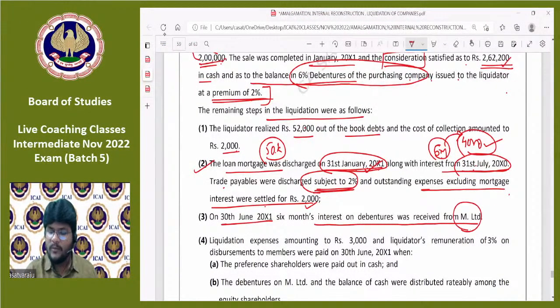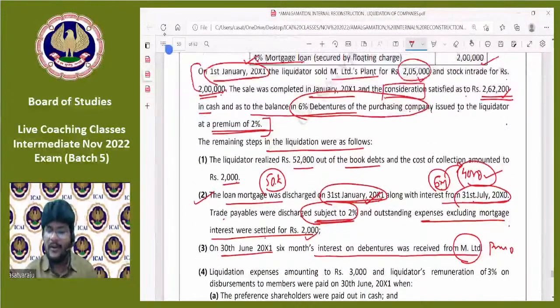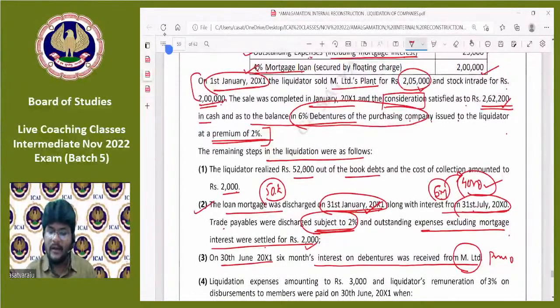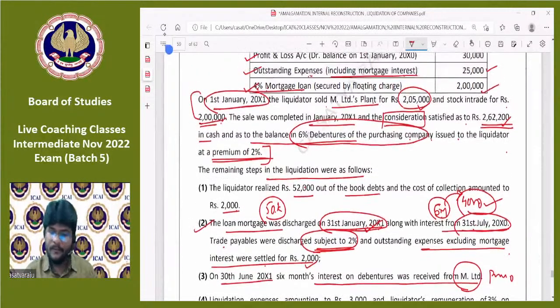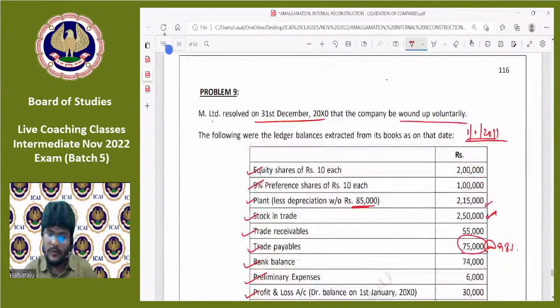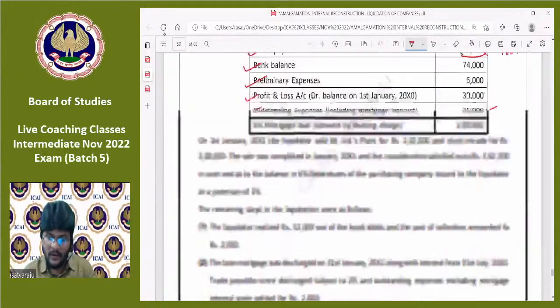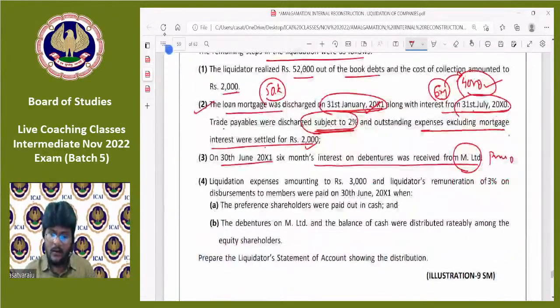M Limited means the purchasing company. Earlier, we sold 2 assets. One is inventory and another one is plant. Just a moment, guys. Who is M Limited actually? M Limited is our company. I'm so sorry, guys. What he is telling is, on 30th June 2011, 6 months interest on debentures was received from M Limited.